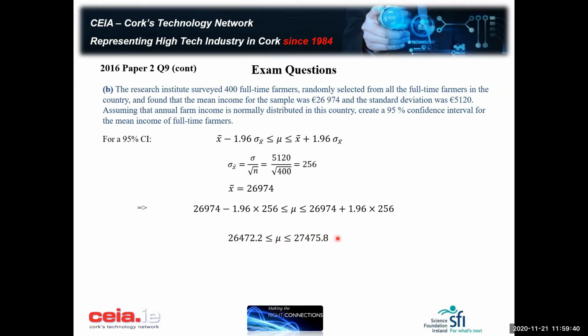This is the range of, you can be 95% sure that the actual population mean lies between these two values.